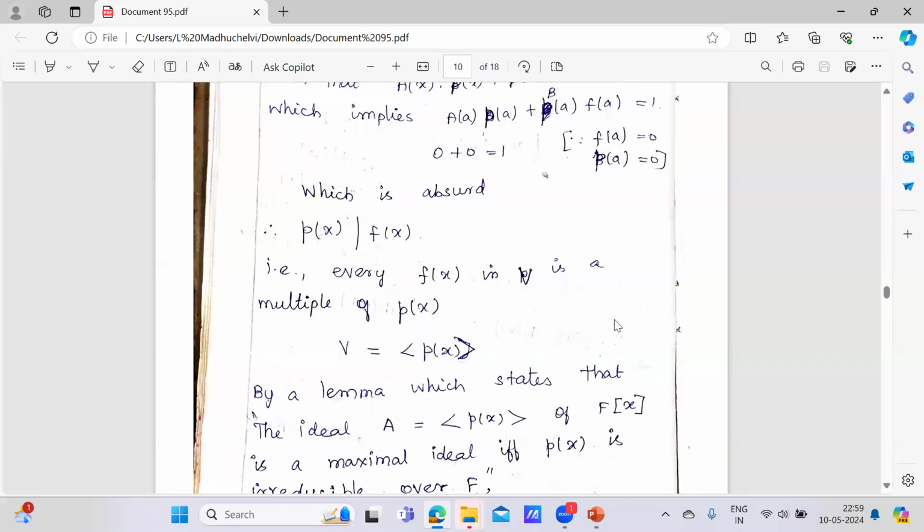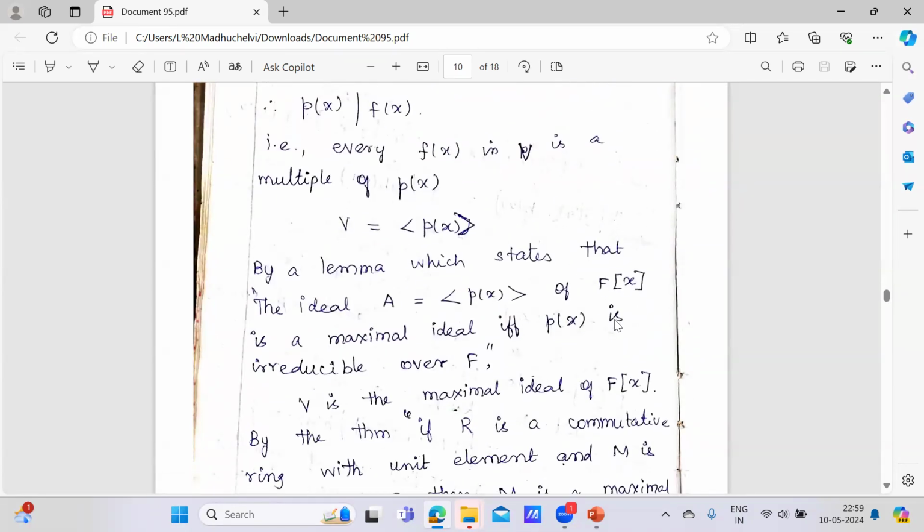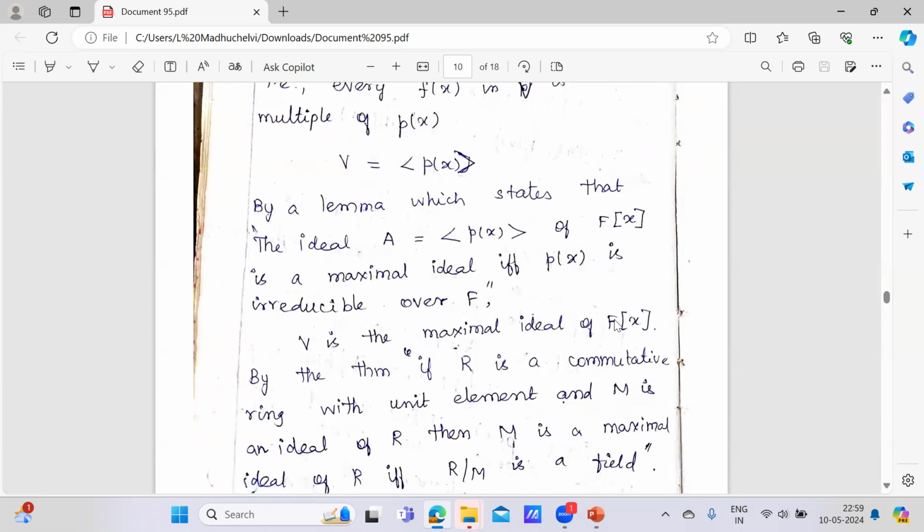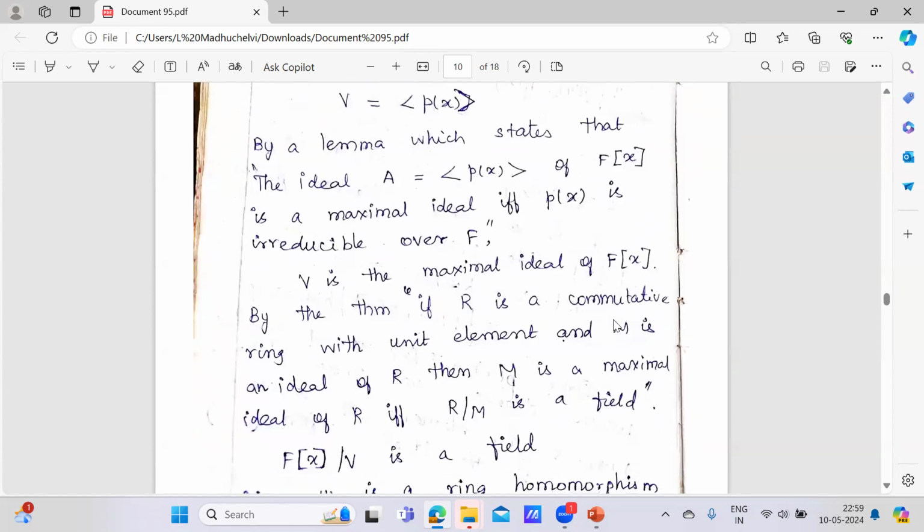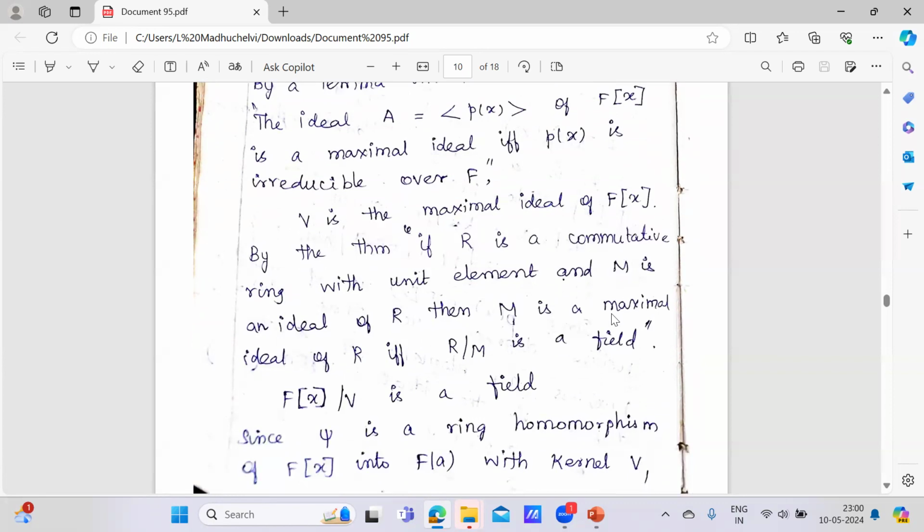That is, every f(x) in V is a multiple of P(x), which implies V equals the ideal generated by P(x). By the lemma, which states that the ideal generated by P(x) in F[x] is a maximal ideal if and only if P(x) is irreducible over F, by using this lemma we say that V is a maximal ideal of F[x].